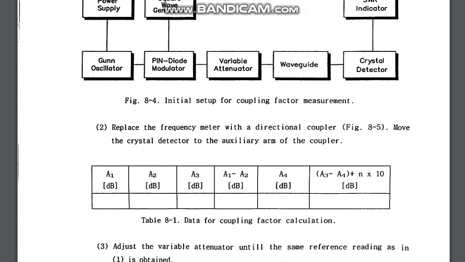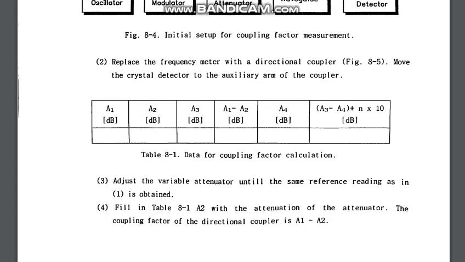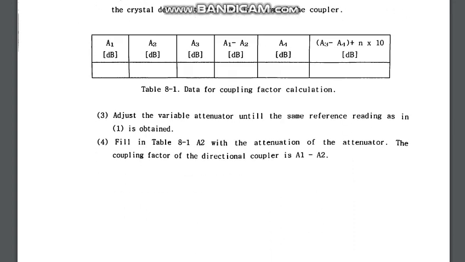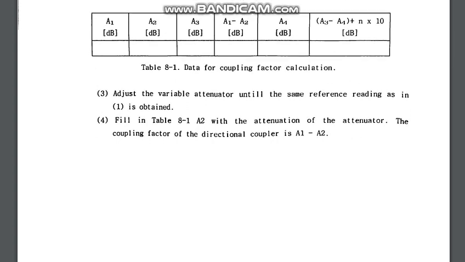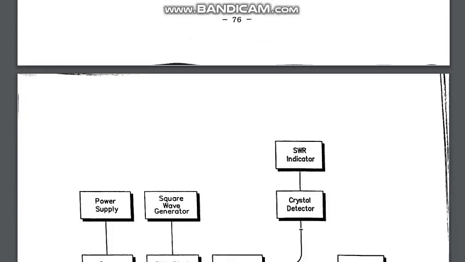Replace the frequency meter with the directional coupler, move the crystal detector to the auxiliary arm, and find out the power through that. Adjust the variable attenuator until the same reference reading is obtained. Fill in table 8.1 with the attenuation of the attenuator. The coupling factor of the directional coupler is A1 minus A2.